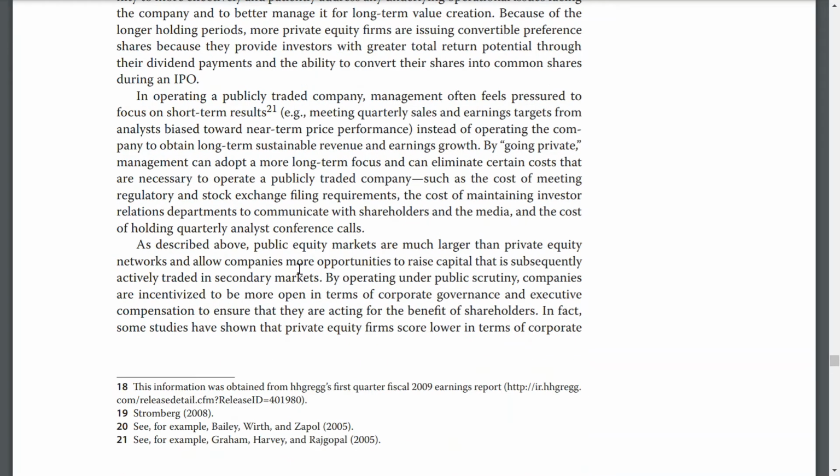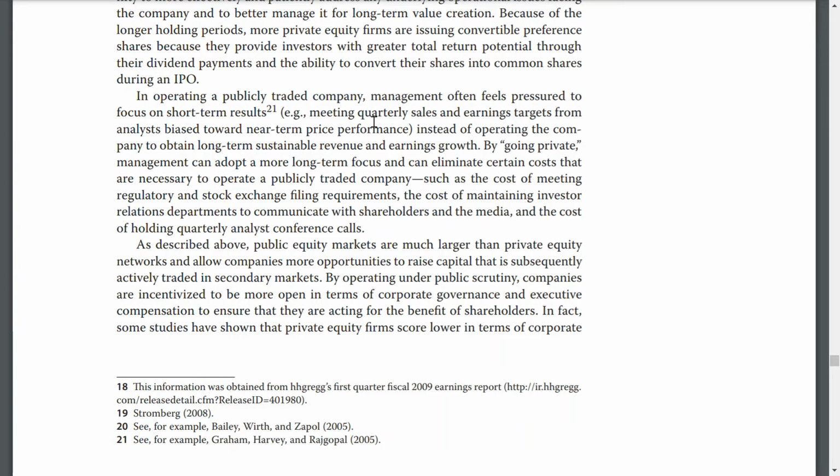In operating a publicly traded company, management often feels pressured to focus on short-term results instead of operating the company to obtain long-term sustainable revenue and earnings growth. By going private, management can adopt a more long-term focus and eliminate certain costs that are necessary to operate a publicly traded company, such as the costs of meeting regulatory and stock exchange filing requirements, the cost of maintaining an investor relations department to communicate with shareholders and the media, and the cost of holding quarterly analyst conference calls.